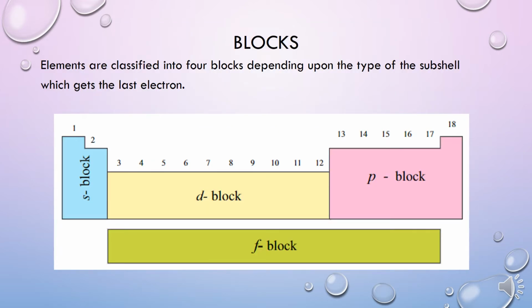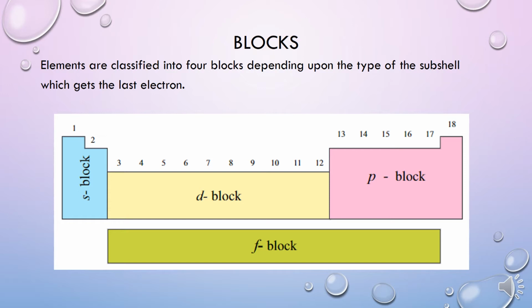Blocks. What are blocks? On the basis of completion of a particular subshell, elements with similar subshell electronic configuration are referred to as a block of elements. Elements are classified into 4 blocks depending upon the type of the subshell which gets the last electron. There are 4 blocks in the periodic table named after the name of the subshell which is in the process of completion by the electrons.